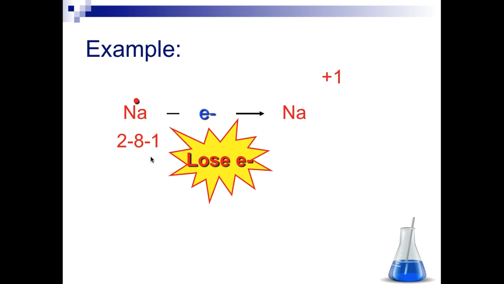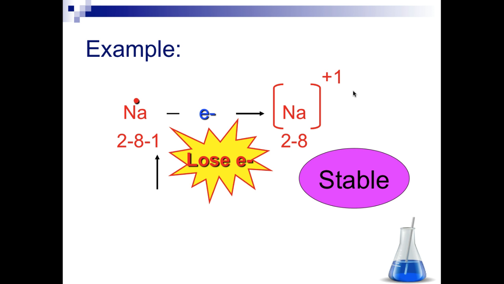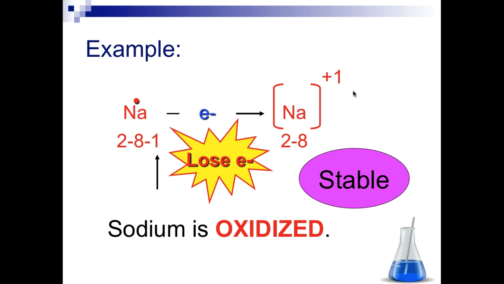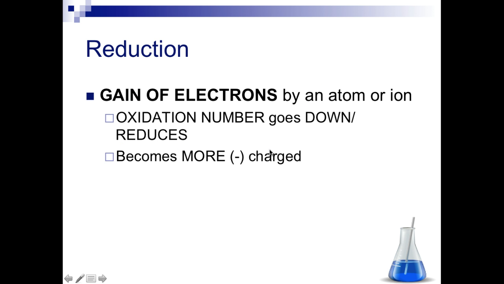We know this. We've talked about this for months now. So sodium loses one electron, it becomes Na+, and that means that it is oxidized. When it becomes oxidized, it loses that electron and it becomes stable. Na+ is stable because it has a stable electron configuration.